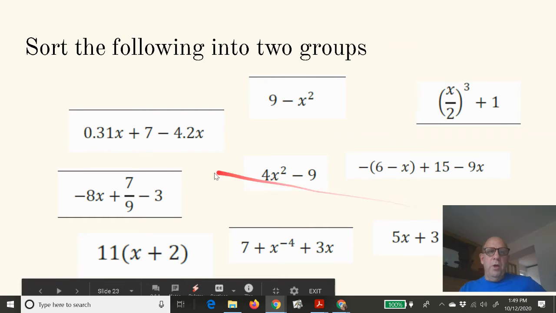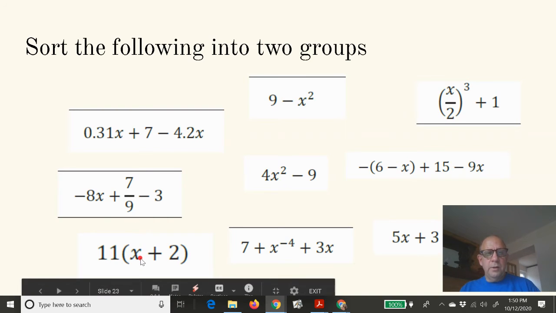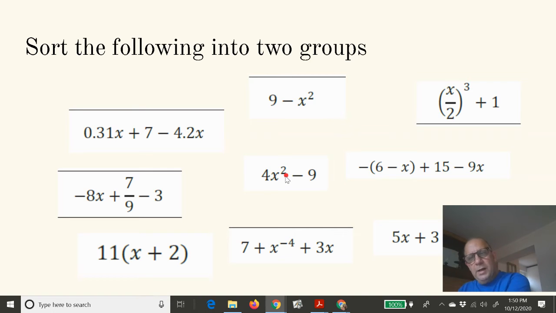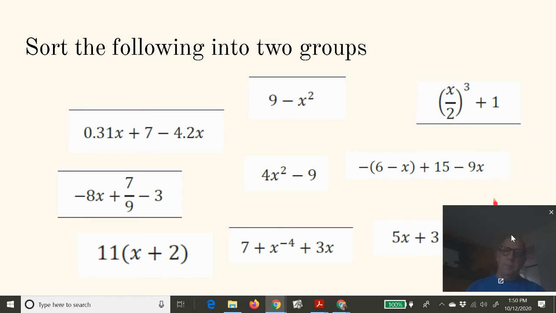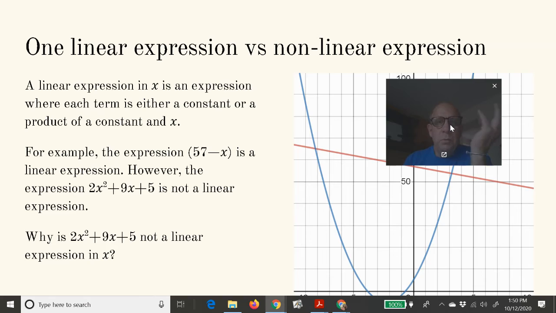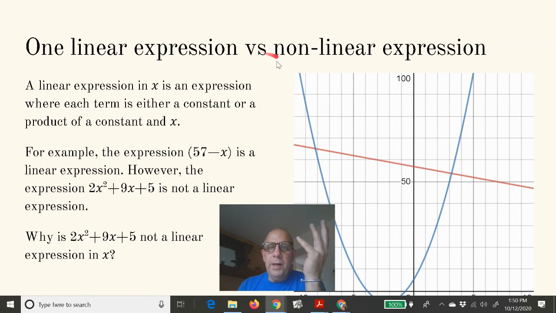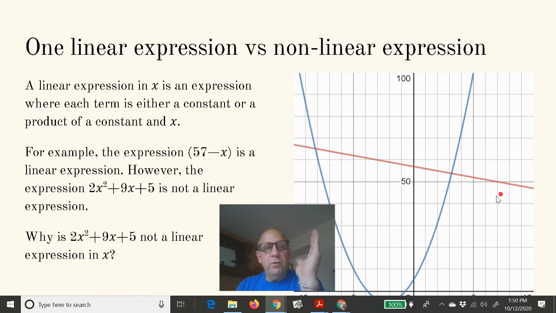Okay, so let's sort these into groups. Negative 0.31x plus 7 minus 4.2x. That's linear. Here we have an x to the power of 1. That's linear. This one is linear. So all of those are linear. X squared, nonlinear. X squared, nonlinear. X to the negative 4, nonlinear. X divided by 2 to the power of 3, nonlinear. Here are a bunch of x's, linear. And this last one, linear. So we can separate these into linear and nonlinear. Remember, linear means straight line. Nonlinear is curved. So if you graph any of these nonlinear expressions, you're going to get some sort of curve. But all of the linear expressions will graph a straight line. Okay.